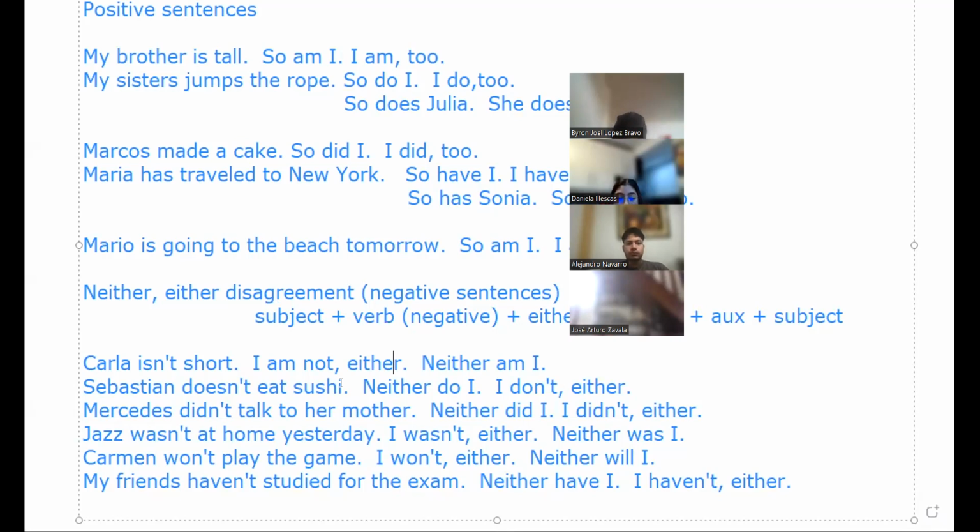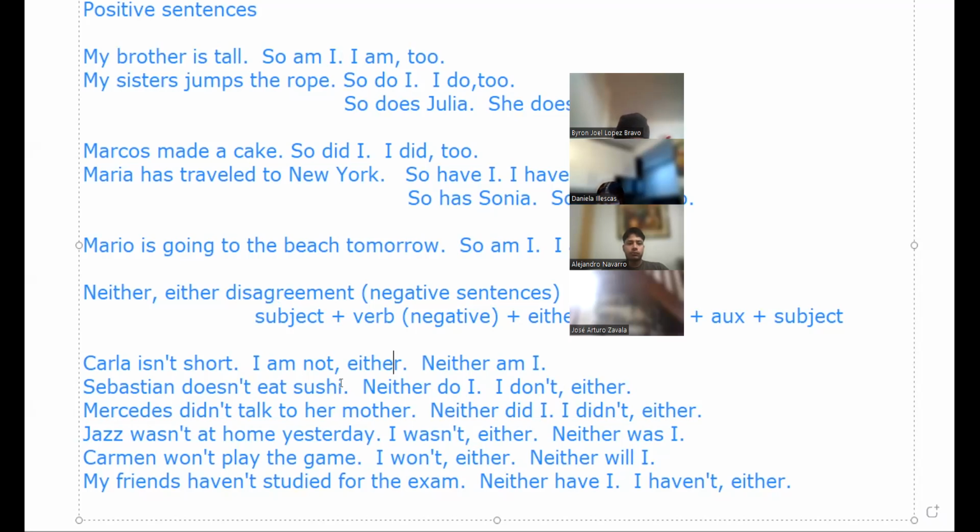No, this is not for question. This is for example. Mi hermana no comió, yo tampoco. That is disagreement. An agreement is, mi hermano es alto, yo también, o mi hermano también, o mi papá también, o mi amigo Juan también. That is agreement and disagreement.